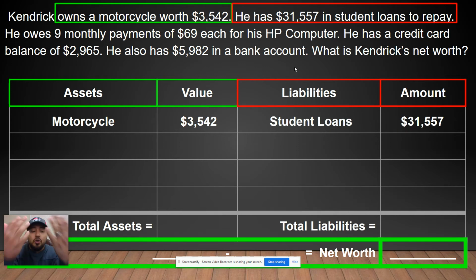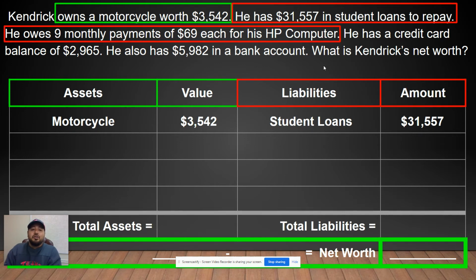And then it says he owes 9 monthly payments of $69 each. So does he only owe $69? Well, first, it is a liability, okay? But does he only owe $69? No. It says he pays $69 for the next 9 months. So we're going to have to multiply these two to get the total amount that he owes. And that is represented right here. 9 times 69 is $621 of a liability.